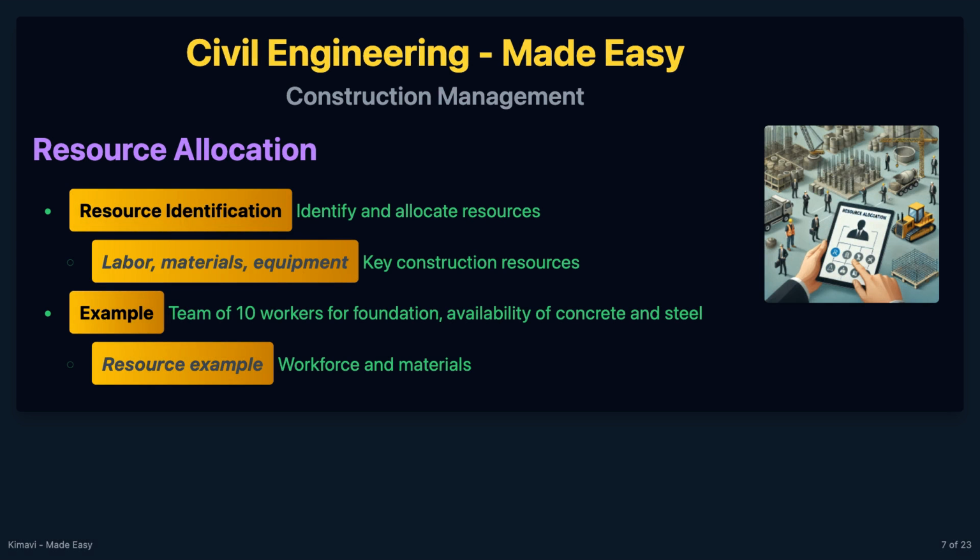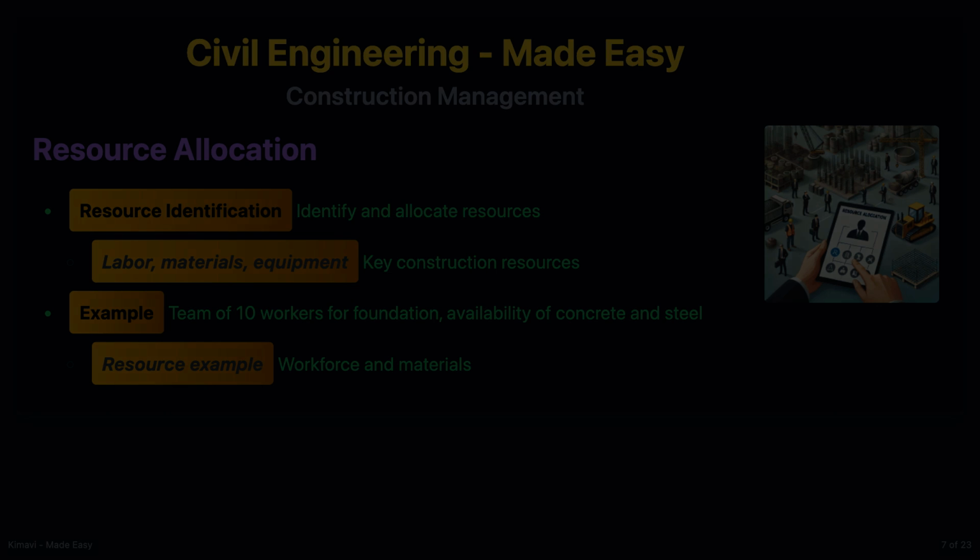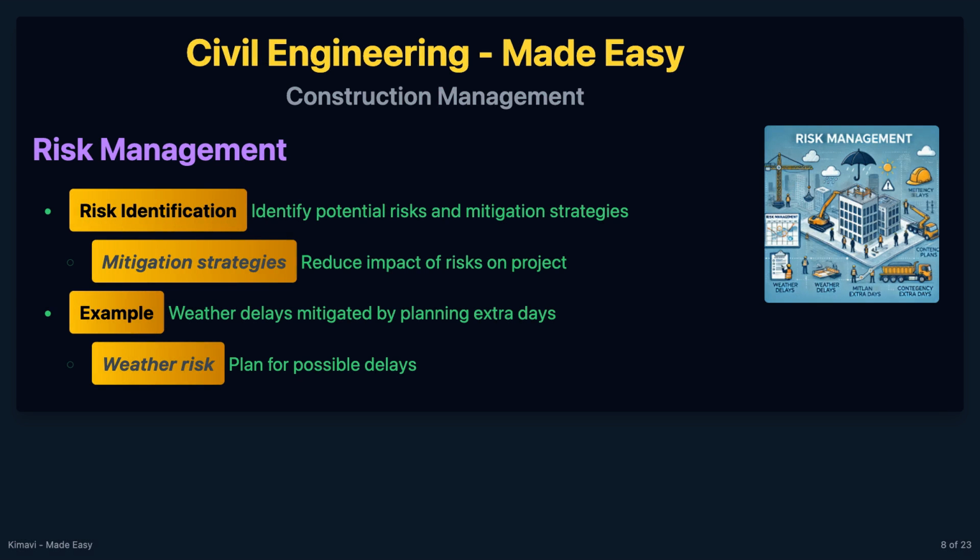Resource allocation involves identifying and allocating resources such as labor, materials, and equipment. For example, assigning a team of 10 workers for the foundation work and ensuring the availability of concrete and steel. Risk management is about identifying potential risks and developing mitigation strategies. For example, weather delays can be mitigated by planning for extra days in the schedule.